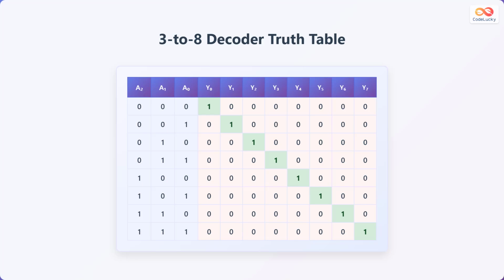The truth table for a 3 to 8 decoder has 3 inputs, A2, A1, and A0, and 8 outputs, Y0 through Y7. Each row of the table represents a unique combination of inputs, and accordingly, only one of the 8 outputs is active or high represented by a 1, while all the other outputs are inactive or low represented by a 0.